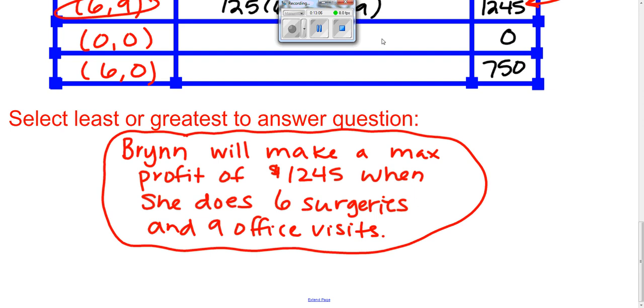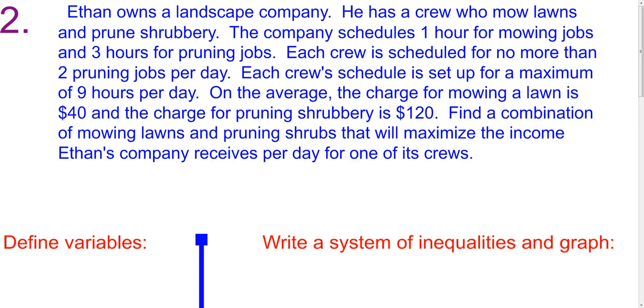All right, we are going to do one more problem here. I know these are long, so thanks for hanging in there with me. The next one is about Ethan, who owns a landscape company. He has a crew that mows lawn and prunes shrubbery. The company schedules 1 hour for mowing jobs and 3 hours for pruning jobs, and each crew is scheduled for no more than 2 pruning jobs a day.